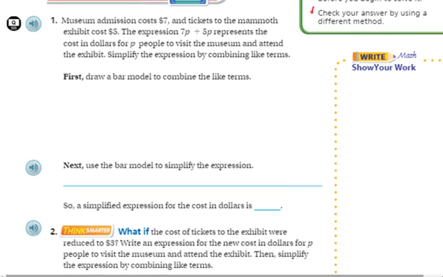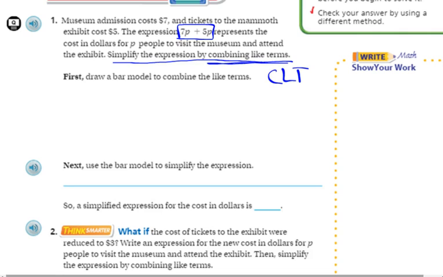All right, question 1. Museum admissions cost $7 and tickets to the mammoth exhibit costs $5. The expression 7p plus 5p represents the cost in dollars for p people to visit the museum and attend the exhibit. Simplify the expression by combining like terms. So we have to combine our like terms. So draw a model to combine like terms.